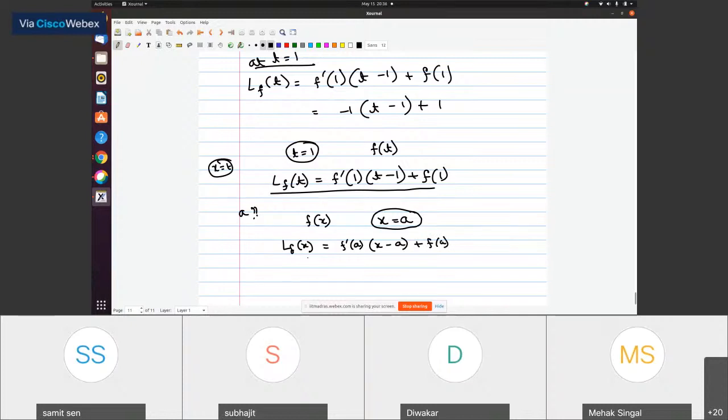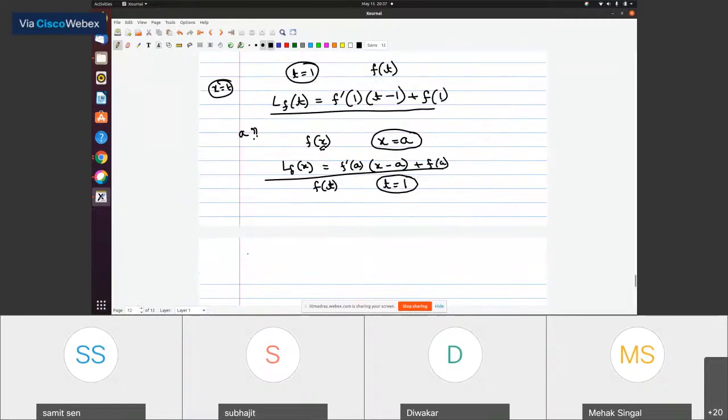Yes, sir. Now here my function is f of t. Instead of x, my variable is t. And at t equal to 1, I have to calculate the linear approximation. Suppose t equal to a, I have to calculate the linear approximation. So this is just a change in variable. Instead of x, I have the variable t. So this does not change anything, right?